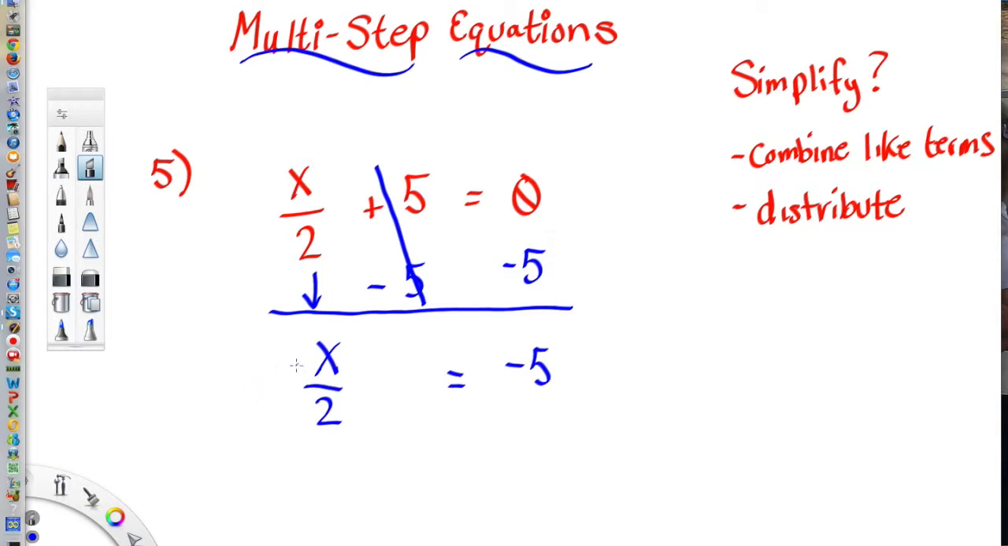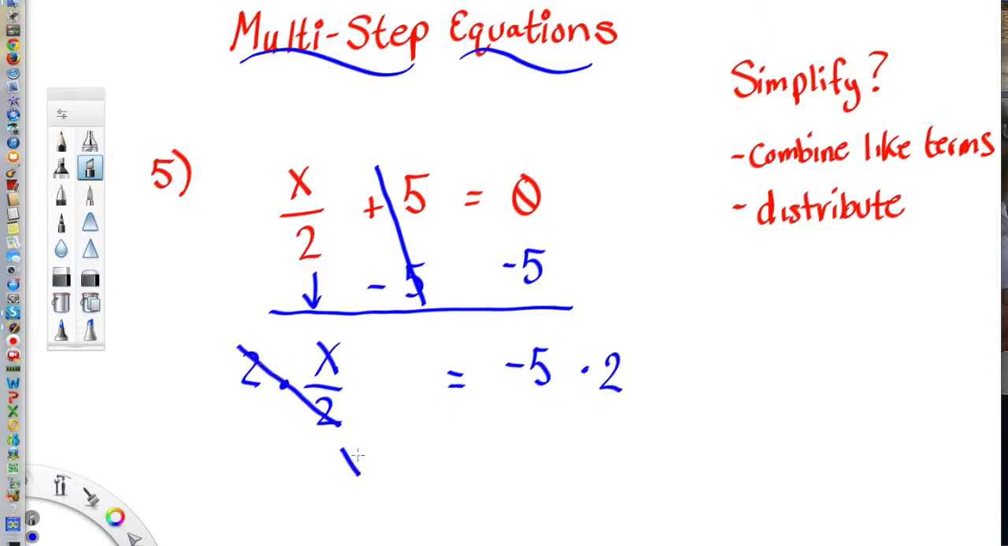Okay, and now, I ask myself, what's happening to the variable x? Well, it's being divided by 2. What is the inverse or opposite of that? How can I undo divide by 2? Well, it's multiply by 2. And what I do to one side, I need to do to the other side.